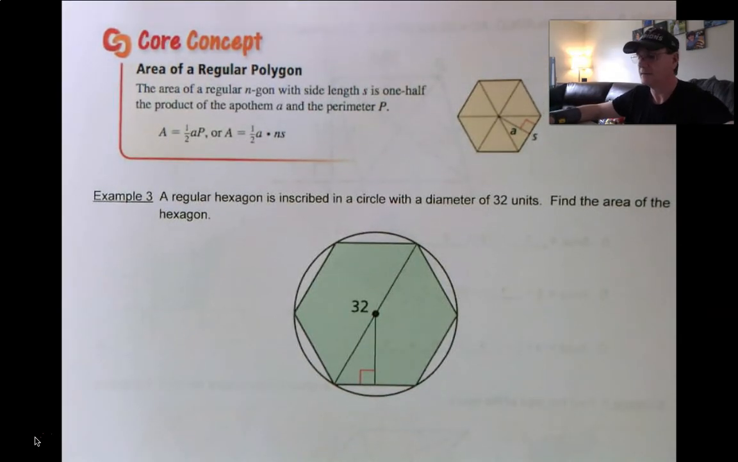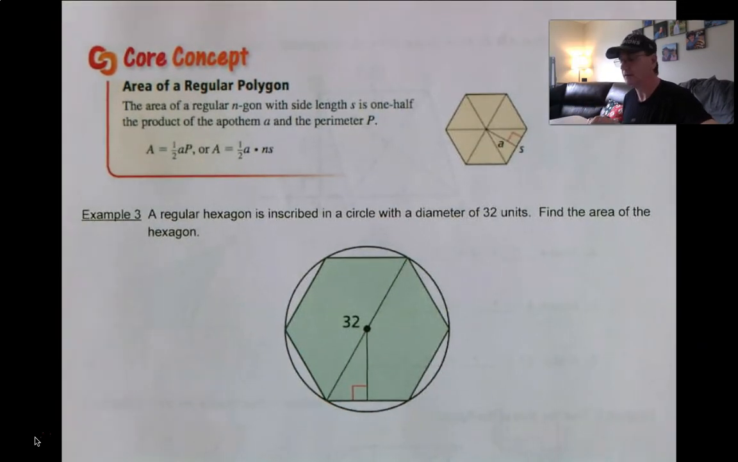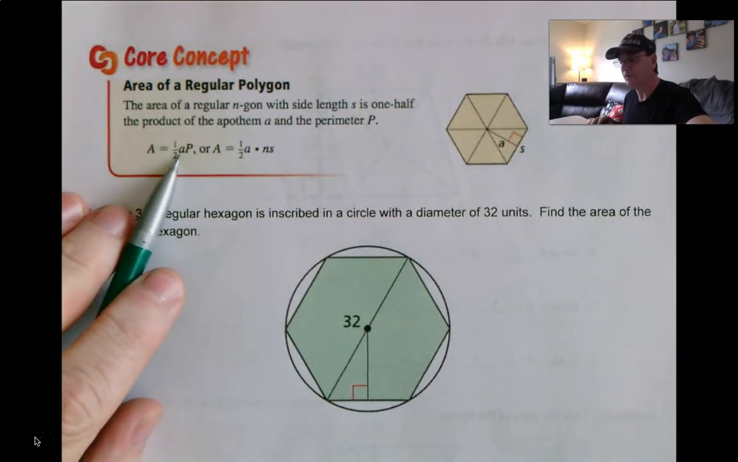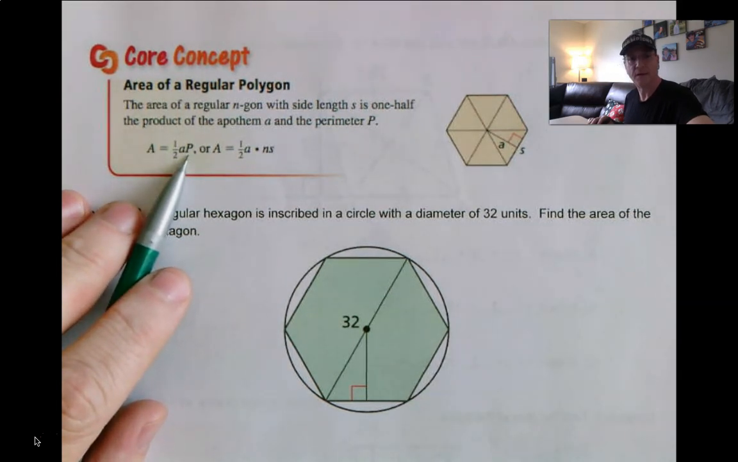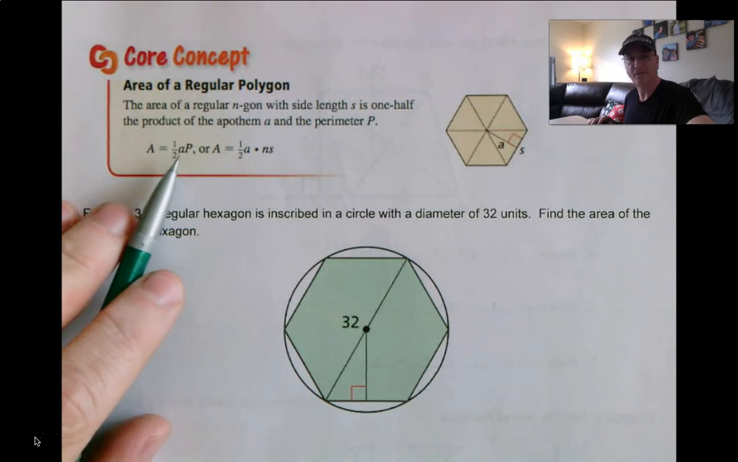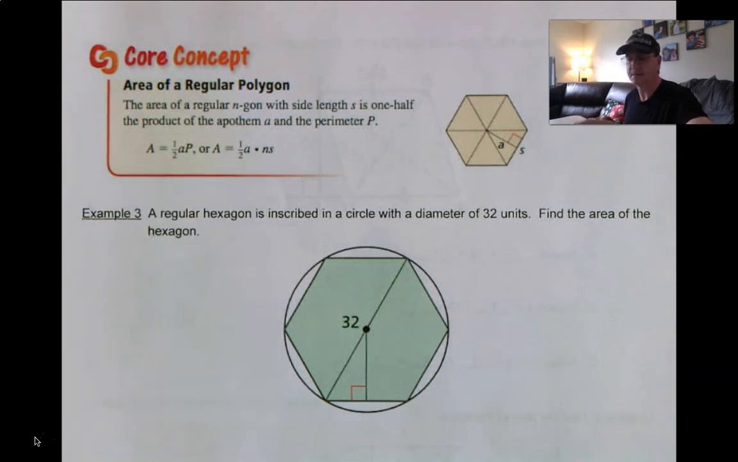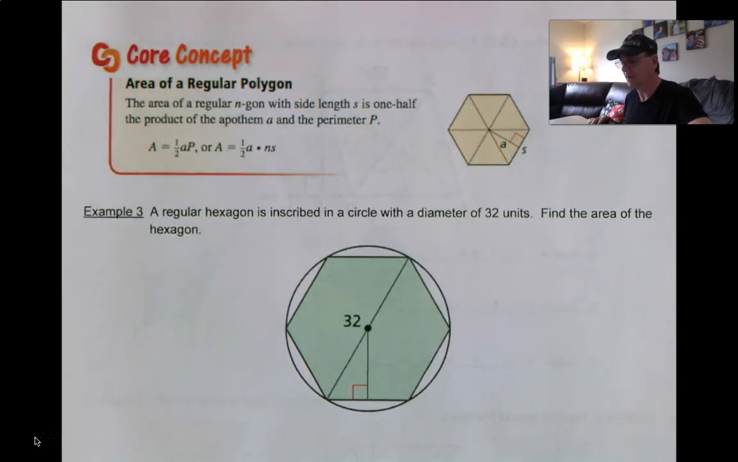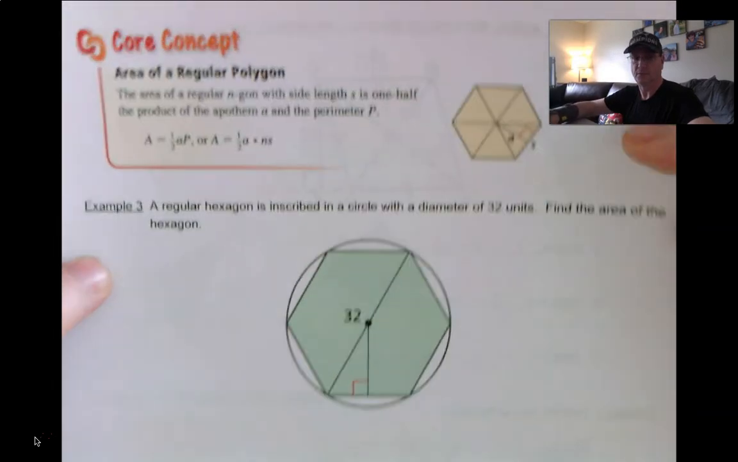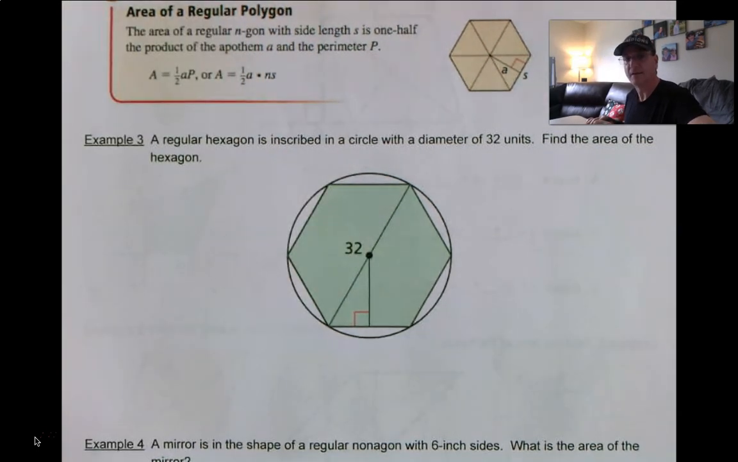Then we have this nice formula for the area of any regular polygon. So the area of any regular polygon is 1/2 A. A is the apithum or apothum, and capital P is perimeter. So 1/2 apothum times perimeter, or 1/2 A times NS, N being the number of sides and S being the length of that side, of each side. So example 3. We have a regular hexagon inscribed in the circle with a diameter of 32 units. Find the area of the hexagon.